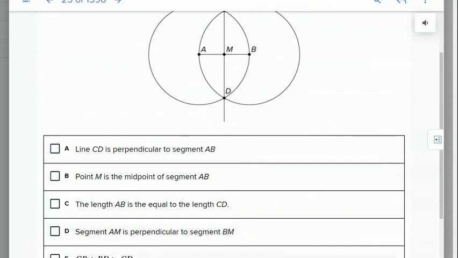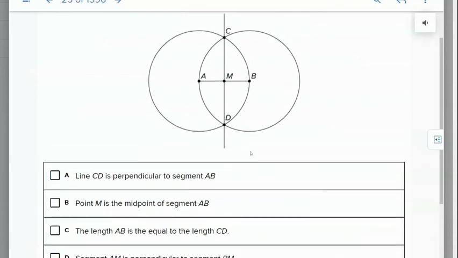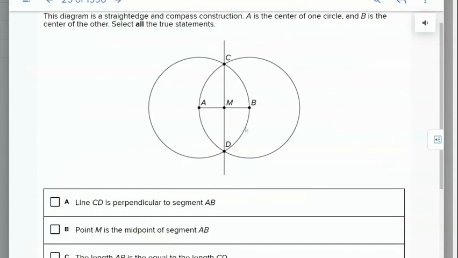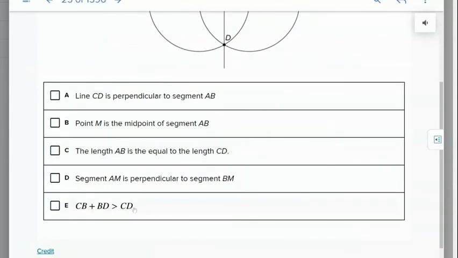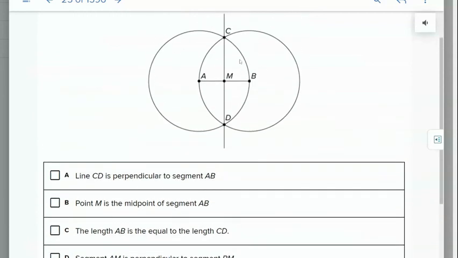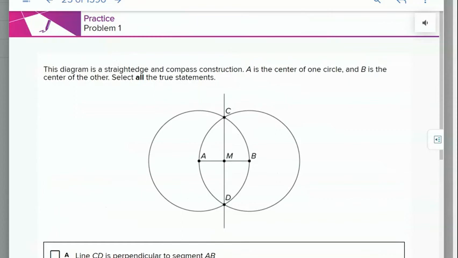Ooh, here's an interesting one. CB plus BD. So CB is from here to here, right? If there was a line segment there, plus BD, which is from here to here, is greater than CD, which is the perpendicular bisector itself. Ooh, that's a good one. I like that one. All right, so go ahead and remember, select all. There might be more than one answer.